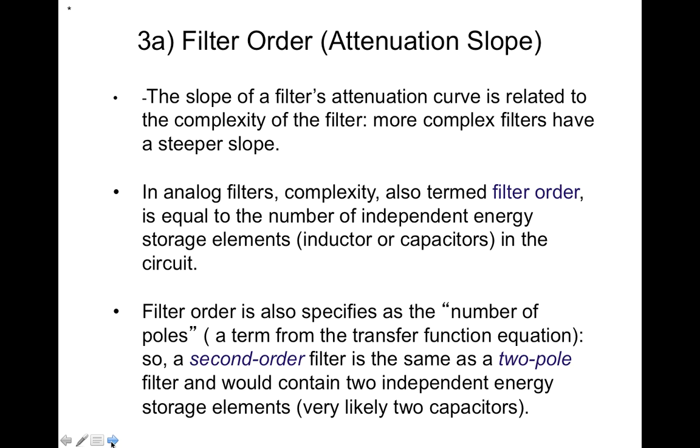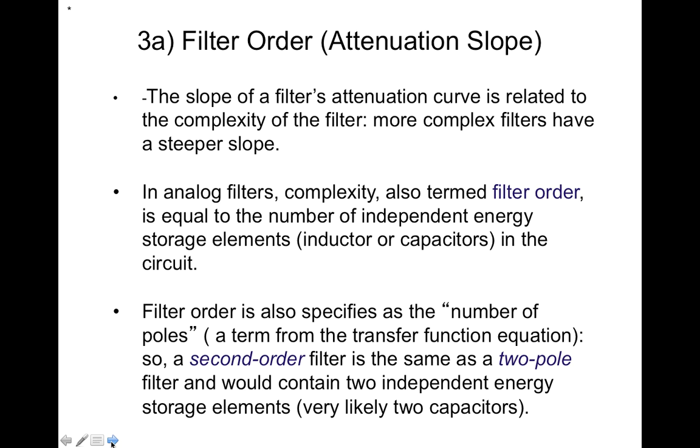So the filter order is a little bit more complicated. Basically, the slope of that attenuation curve is related to how complex the filter is. The more complex the filter, the steeper the slope you have. So if we talk about very simple analog filters, the complexity can be related to the term filter order. And it's basically equal to the number of independent energy storage elements that you have in the circuit. In a circuit, independent energy storage elements are capacitors or inductors. So if they're independent, in other words, if they can't be equivalently combined with another, then they're considered an independent energy storage element, and that determines the filter order.